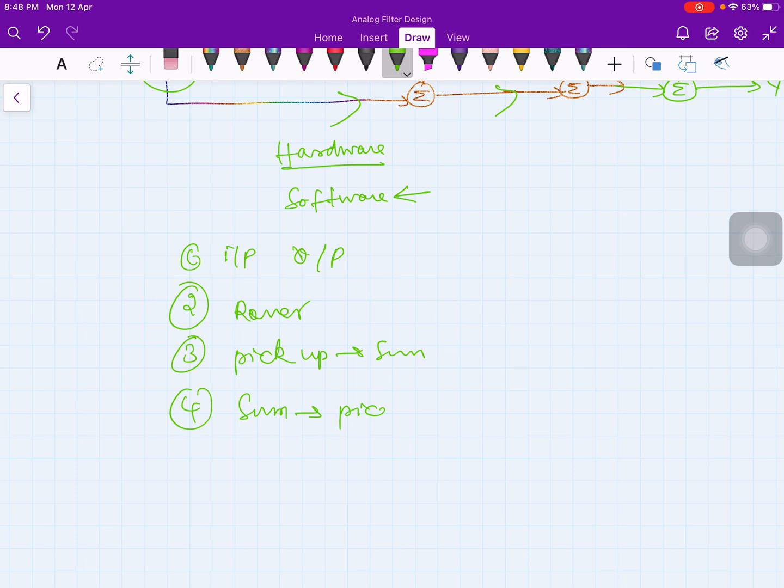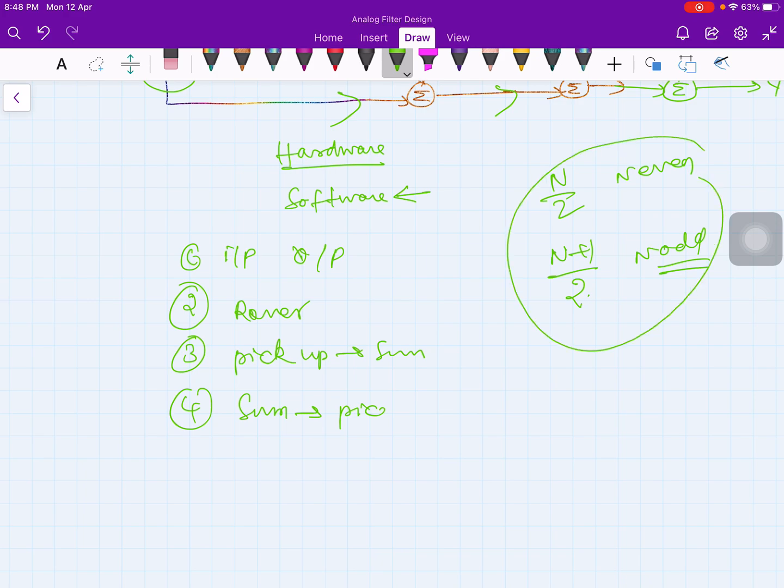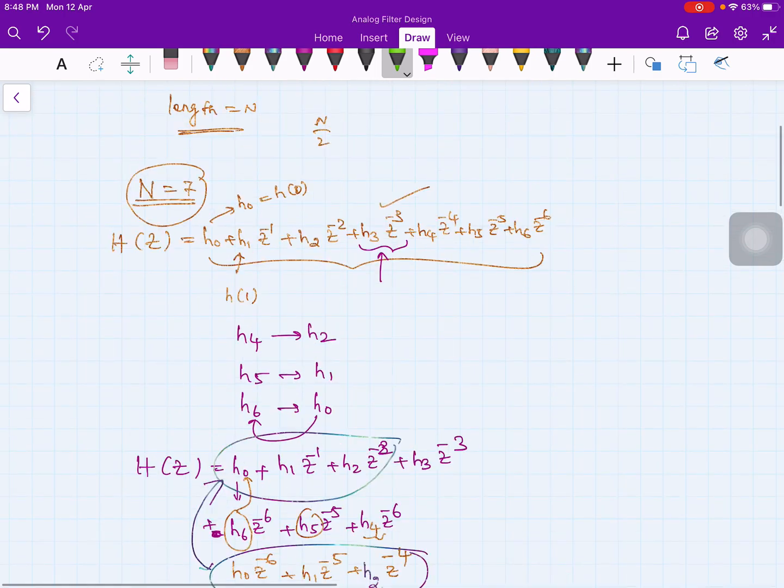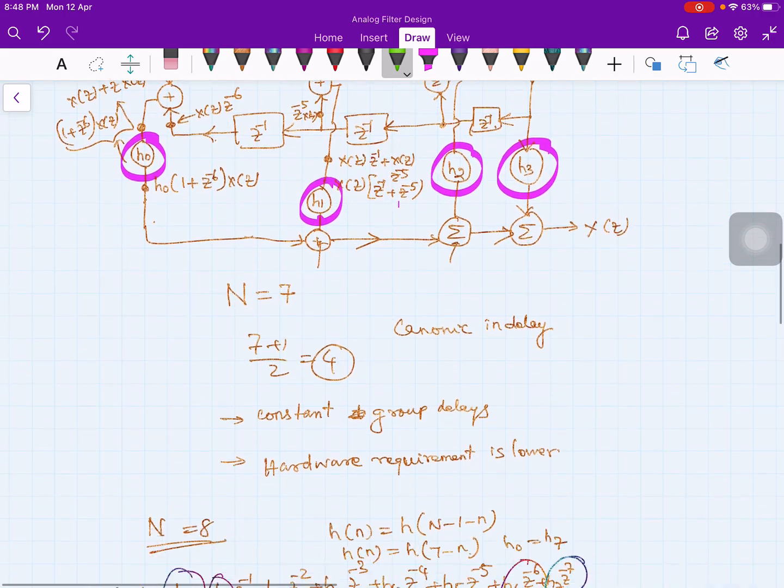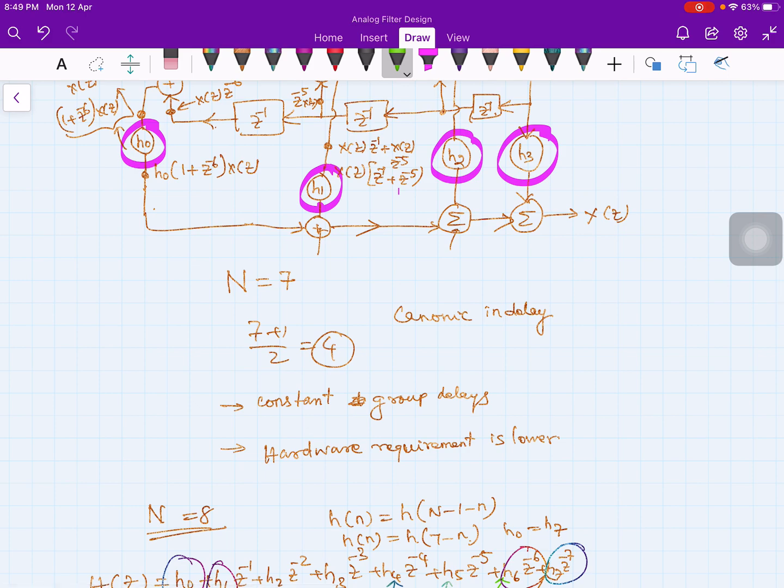So the important point to note down here is that it reduces the number of multipliers by half if n is even, and it reduces by n plus 1 by 2 if n is odd. That is one advantage. So one should remember it. I think one more advantage also I have written. What is that? I forgot. Yeah, hardware requirement is lower because it needs fewer multipliers. And another advantage, constant group delay. That is a very important advantage. Because of constant group delay only we are discussing FIR filters. Otherwise one will not discuss FIR filter. So the only reason we discuss FIR filter is that it gives constant group delay.